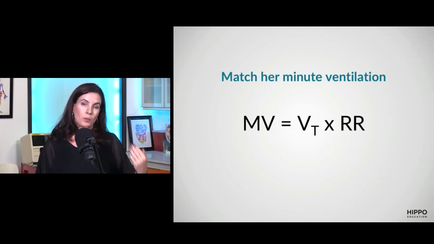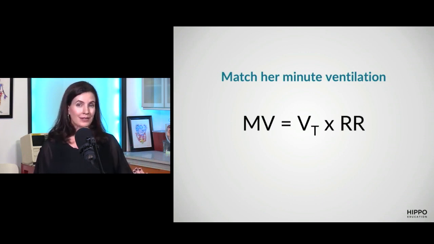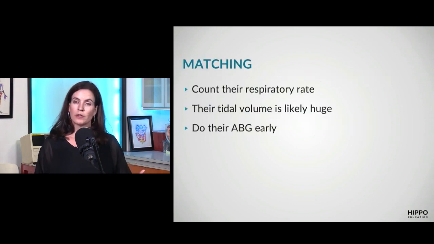These are people who may have a tidal volume up around 800, 900, 1,000 cc's. They are taking huge breaths at a high rate, and I need to at least match it, if not exceed it. So counting their resp rate is essential, as is figuring out a high tidal volume. This is the person where I will do a gas within a couple minutes of intubating them. Normally, I'm happy to wait 15, 20 minutes in somebody who's quite stable. In this person, I want to do gases early and often because those first few minutes are critical for managing their acid-base status.